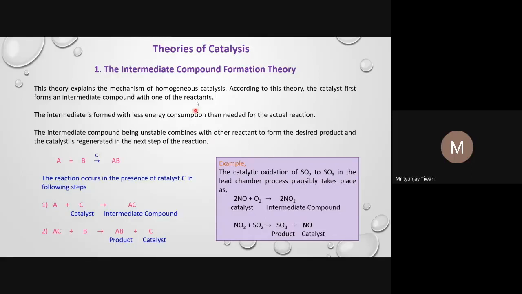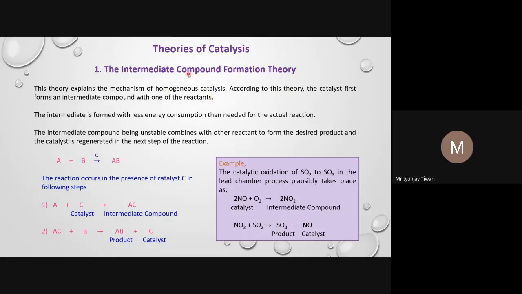This is what we call the intermediate compound formation theory, in which an intermediate compound will be formed with the help of the catalyst. The catalyst will essentially go into the reaction and take part in it, but after the reaction it will be released, it will come out of the reaction, and so it is again available for the next phase. This theory, the intermediate compound formation theory, explains the mechanism of homogeneous catalysis.